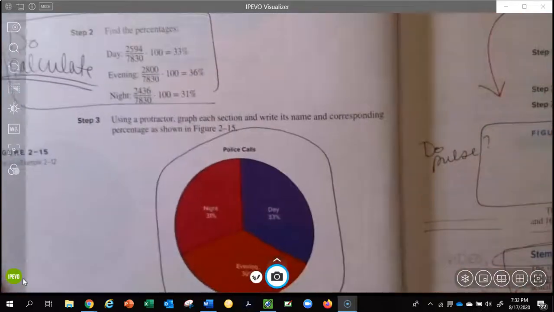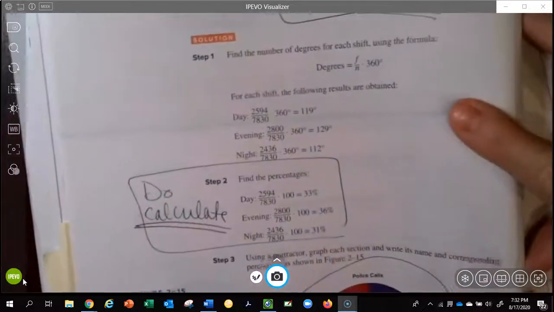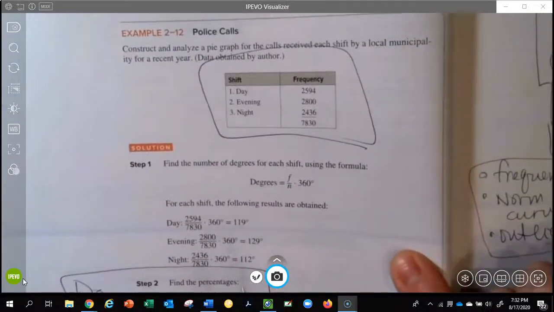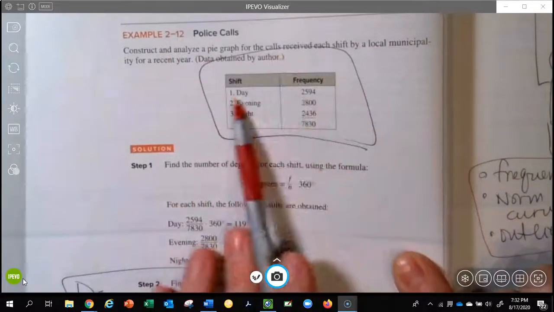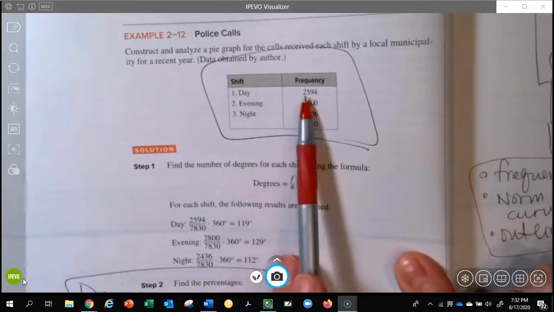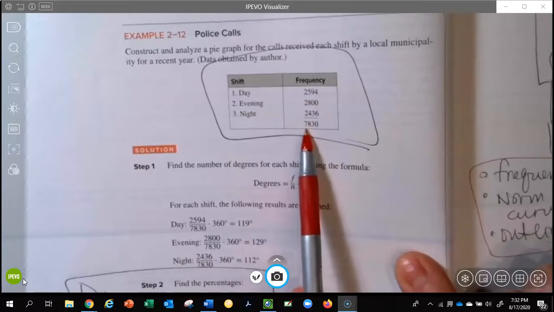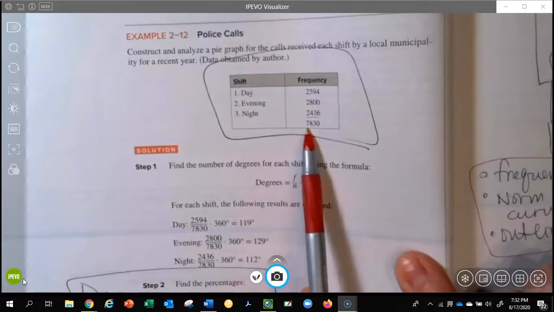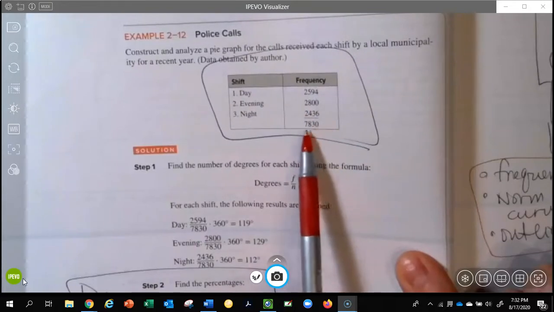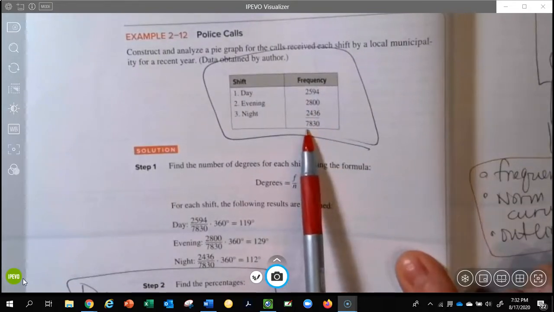So I'm going to keep going on over here to the next page, and I'm going to actually do a couple of these calculations. They're asking us to do, based on police calls, the number or frequency of those calls on a different shift. So we have lots of data, and we have a total. Remember, a pie graph is showing how all the parts relate to the whole. So in all, we have 7,830 calls.